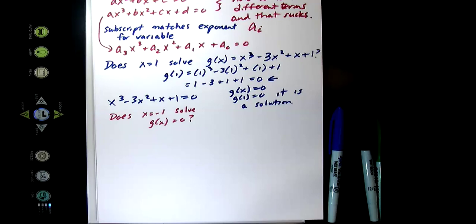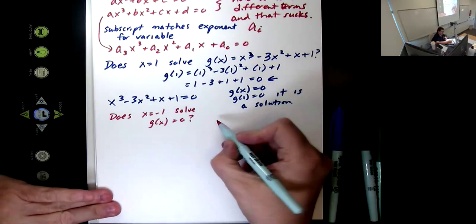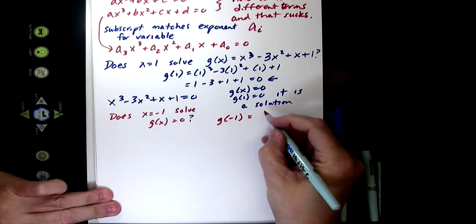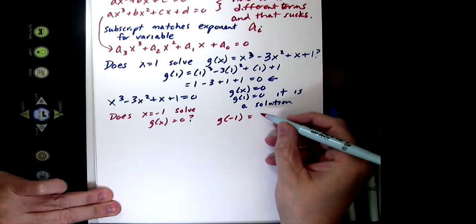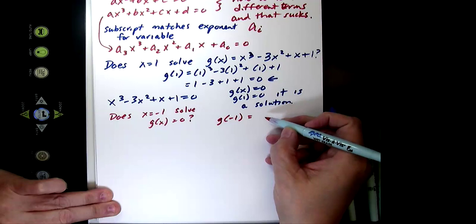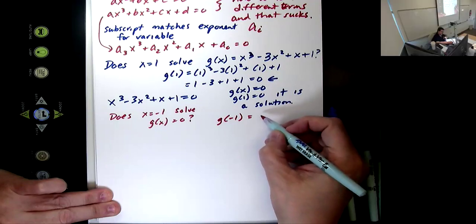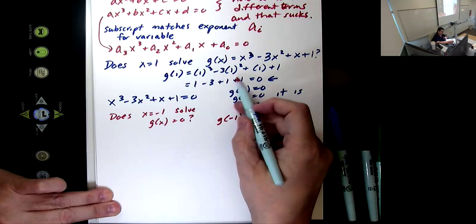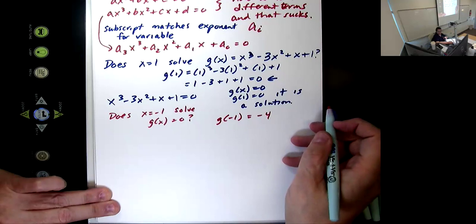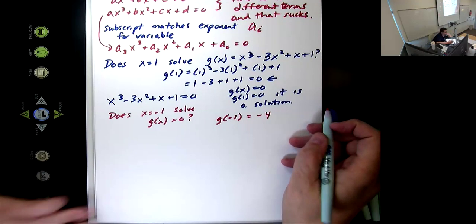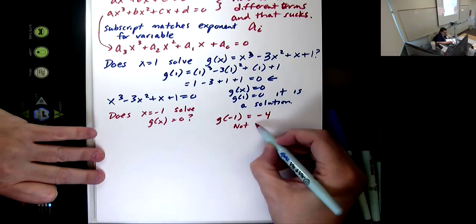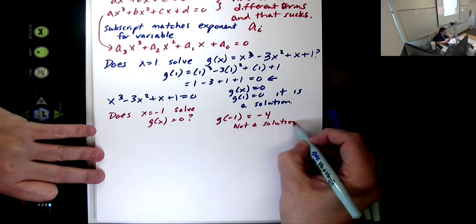No, it doesn't solve. If I stick in -1, what do I get? You get a positive 3 instead of a negative 3, so it'd be 3 plus 3 is 6. How did you get positive? Oh, just kidding. It should be -1, -3, -1, and +1 is -4. Anybody else getting that? I'm doing that in my head, but yeah, I think that's right. So not a solution, or root.